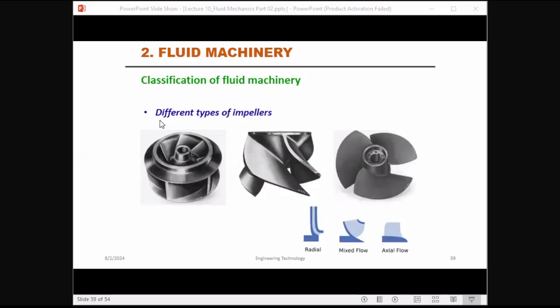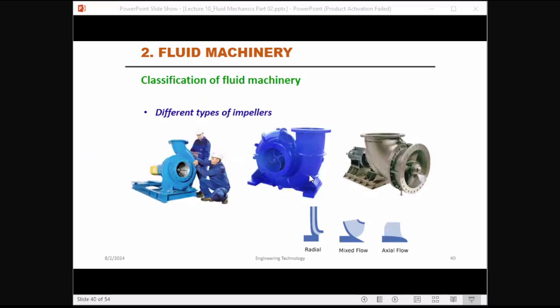Then different types of impellers. You can see radial impellers, mixed flow impellers, and axial flow impellers. Okay, these are casings. It is a spiral shape one.